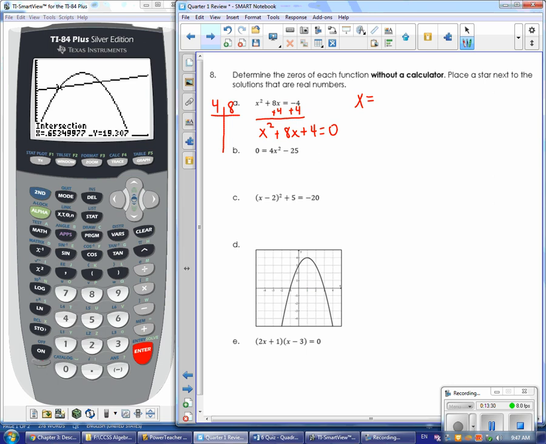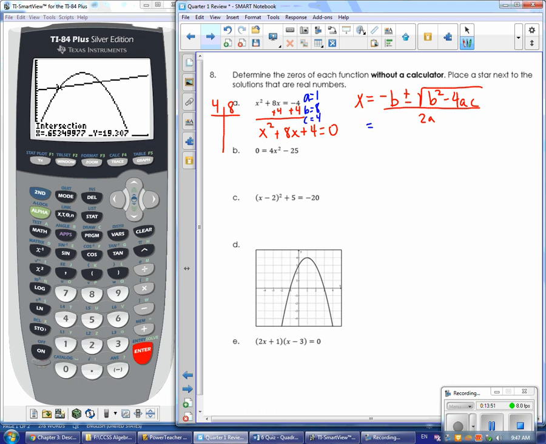The quadratic formula, remember, is going to be negative b, or the opposite of your b value, plus or minus the square root of b squared minus 4ac. All of that is going to be over 2a. So let's go ahead and fill in what we know. In my equation, a is 1, b is 8, and c is 4.